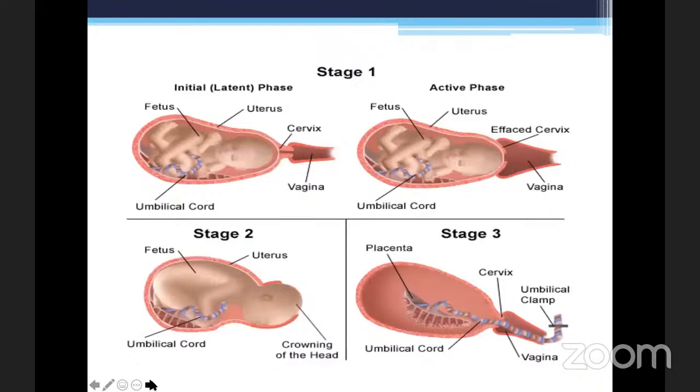So this is just an illustration of stage 1, stage 2, and stage 3. Next slide.